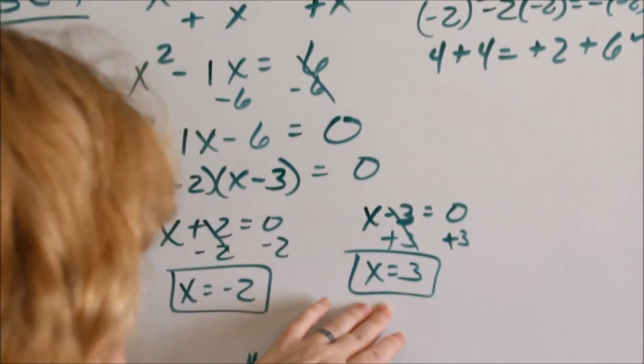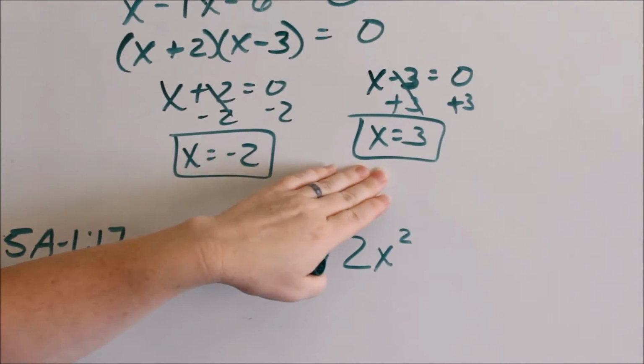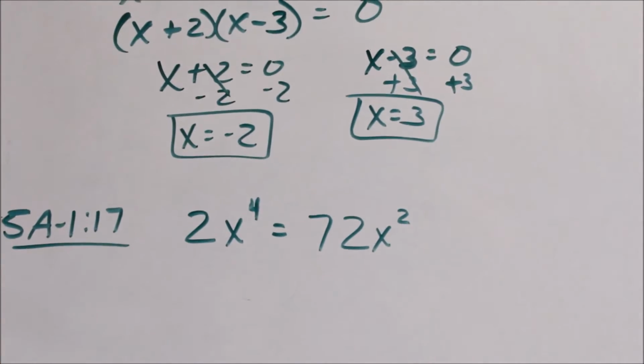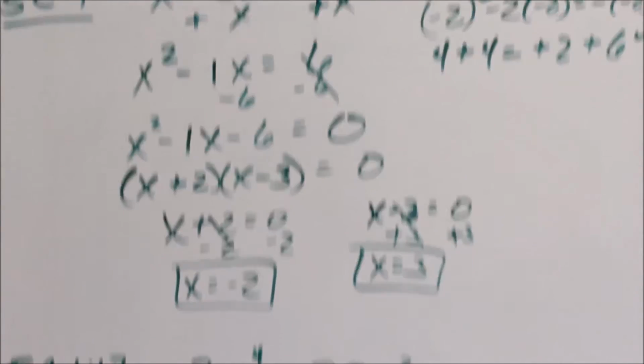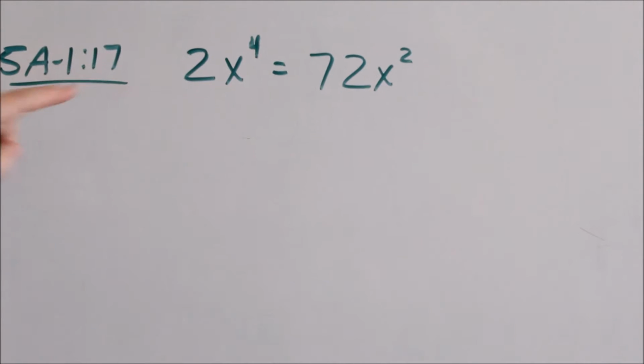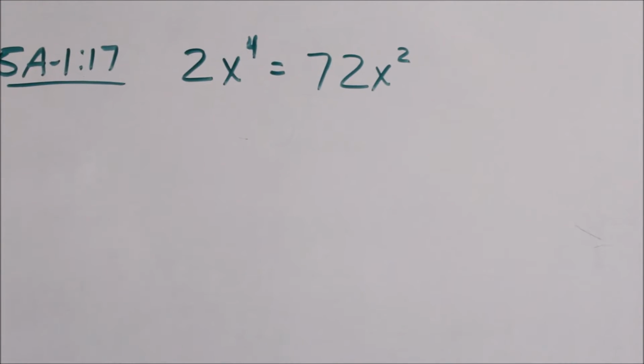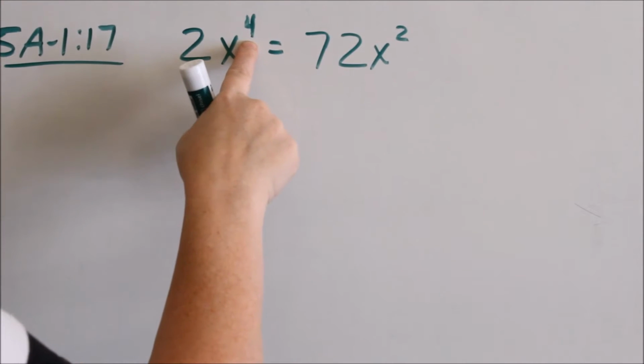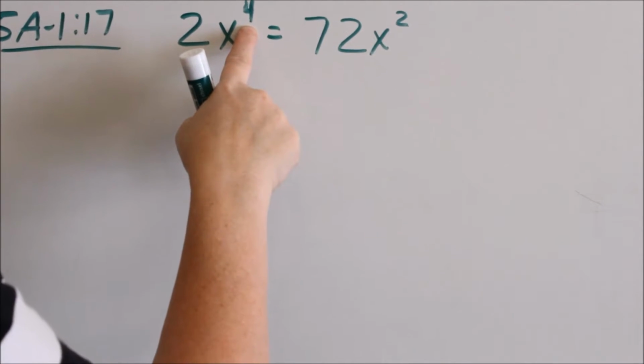Alright, I'm not going to check the second solution, but those are the two solutions you should get for 5C9. You should get two solutions. Now let's look at page 5A1, number 17. The highest exponent is 4, so theoretically I have 4 solutions for this problem.